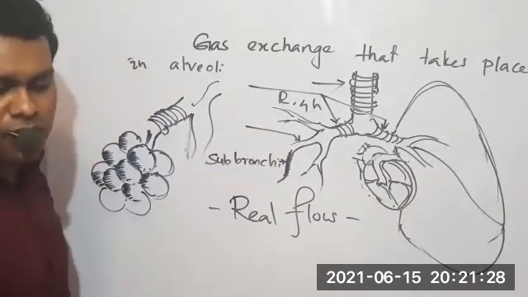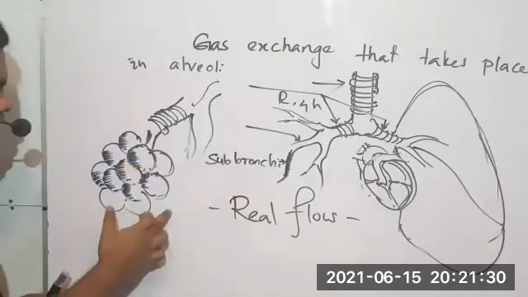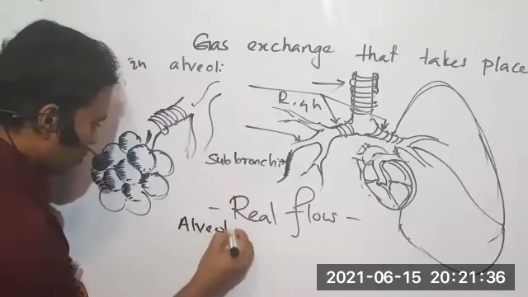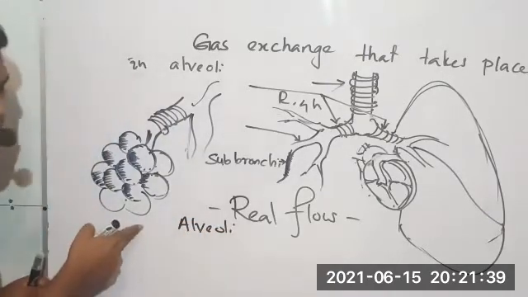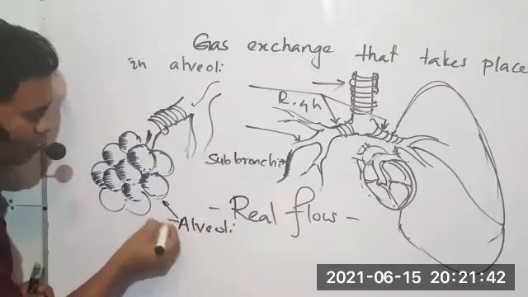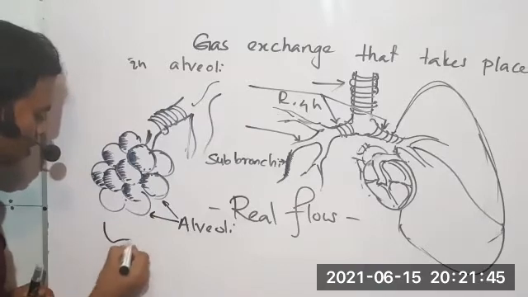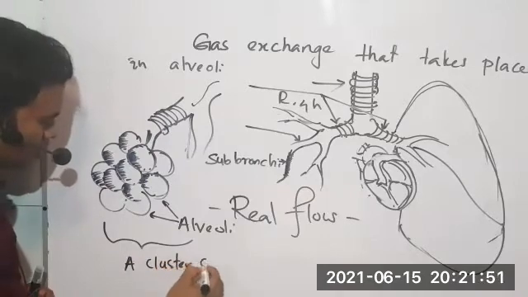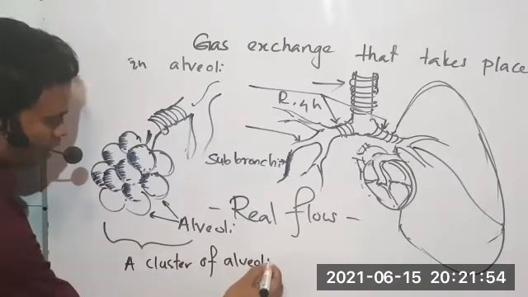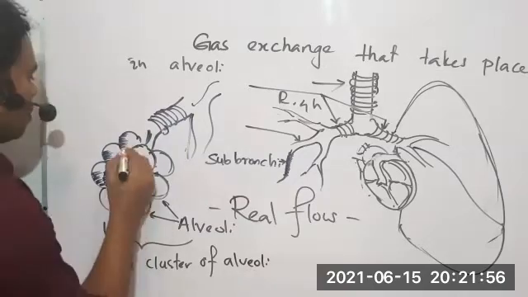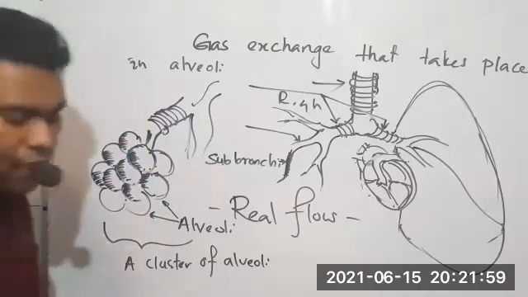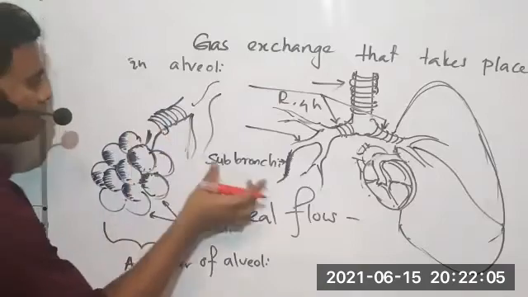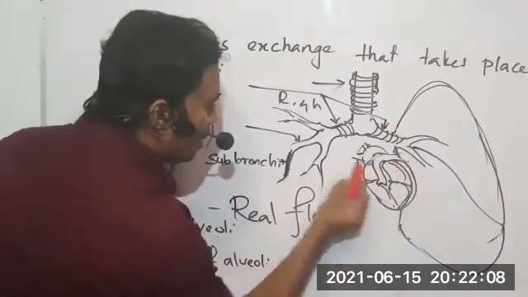Okay, let's name these parts. So this is known as alveoli. So this is alveoli. Good. This here is one alveolus. So all of them can be named as a cluster of alveoli. And associated blood capillaries you can draw. This one gets a blood supply coming from our heart, to this right lung.